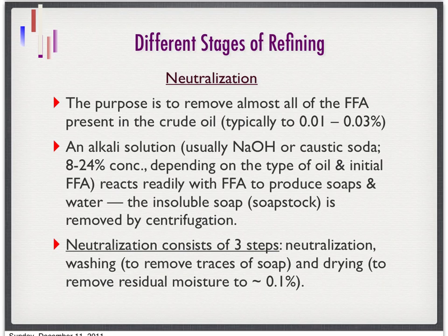So basically there are 3 steps in the neutralization process. The neutralization itself, when we add the alkali to the oil, then we separate the soap stock from the oil by using centrifugation. But after that, there are probably some traces of soap which can be removed further by a washing step, and finally drying to remove whatever moisture is still there down to a very low level, around 0.1%.